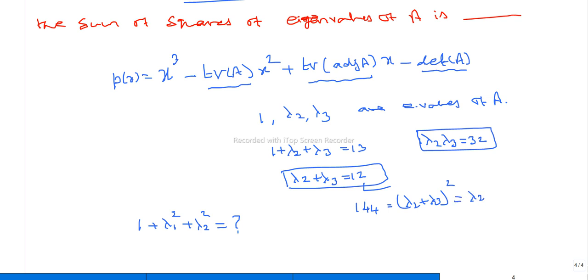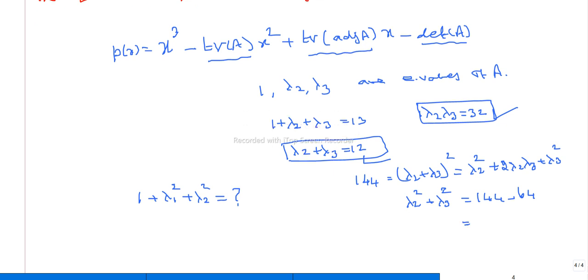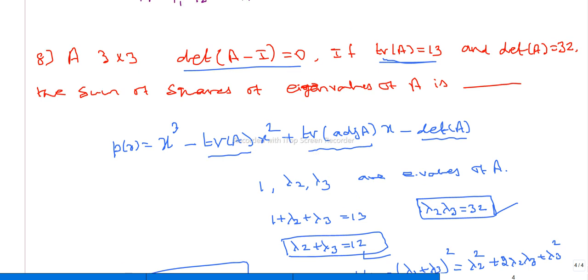And the expansion is lambda 2 square plus 2 lambda 2 lambda 3 plus lambda 3 square. We know that the product lambda 2 lambda 3 is 32. 32 into 2 is 64, therefore lambda 2 square plus lambda 3 square should be 144 minus 64. So how much? 80, right? So it should be 80. Now substitute here, 1 plus 80, therefore 81. So the sum of squares of the eigenvalues should be 81. Therefore the answer is 81.